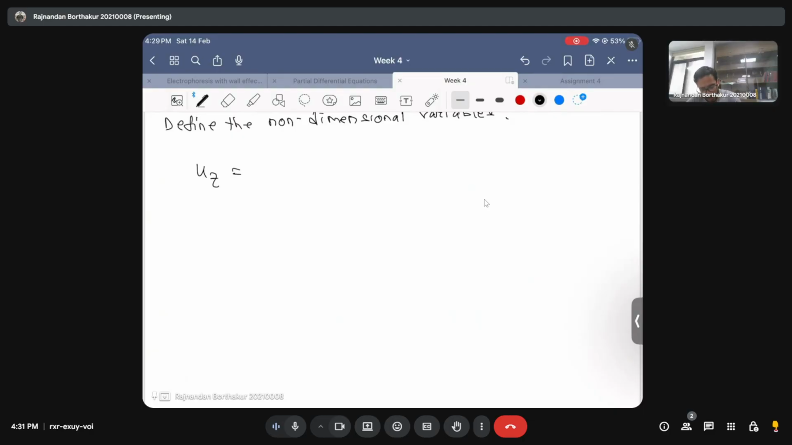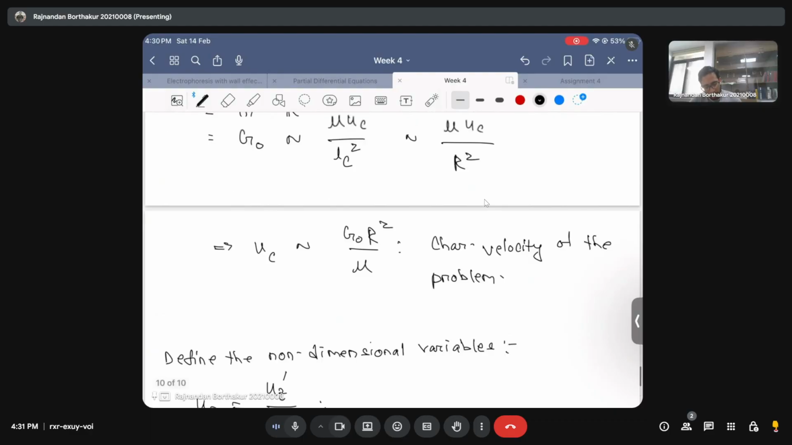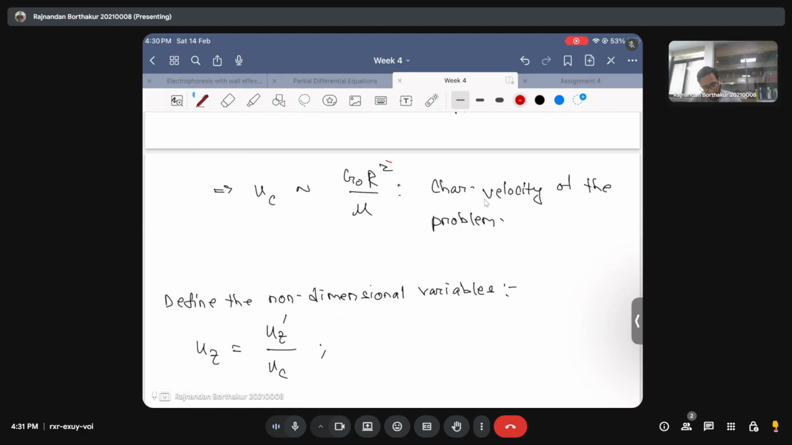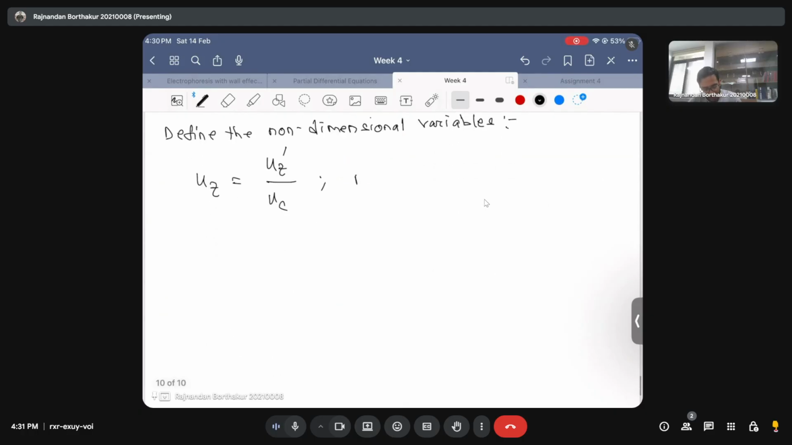So I can define a non-dimensional velocity as the dimensional velocity divided by the characteristic velocity, which is u c. And I know what u c is: u c is just g naught r squared by mu. That is my characteristic velocity. I can then define my non-dimensional radius as the dimensional radius by r. I can also define my non-dimensional time as the dimensional time by the characteristic time, and this characteristic time is omega inverse, so this just becomes omega t prime.